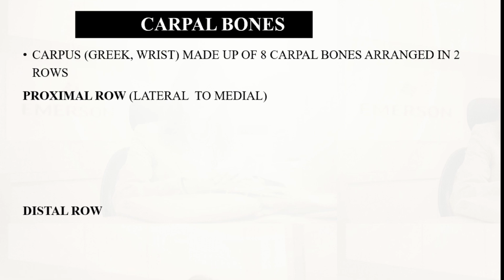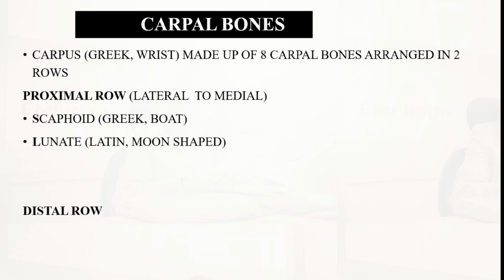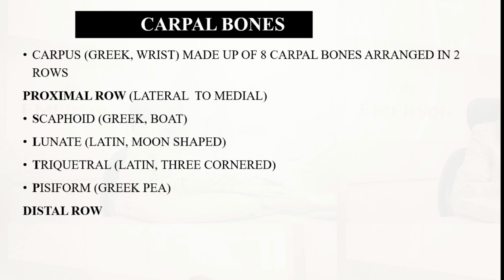Okay, so the carpal bones, the carpus, in Greek means wrist. It's made up of 8 carpal bones and they are arranged in 2 rows. So the proximal row, which is lateral to medial, has the scaphoid, which is Greek and means boat. Then lunate is Latin for moon-shaped. Then triquetrum is Latin for three-cornered. Then pisiform is Latin for pea.